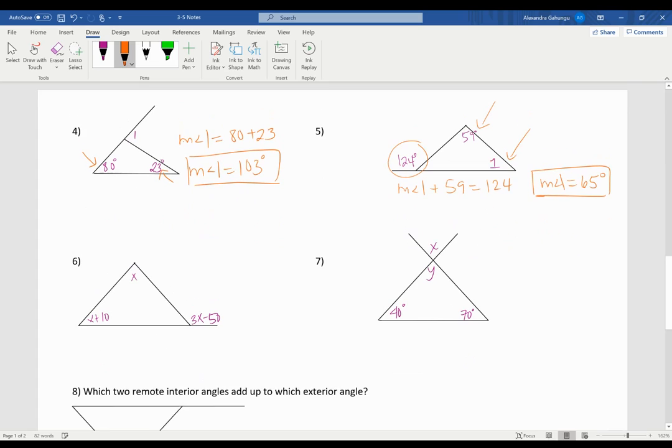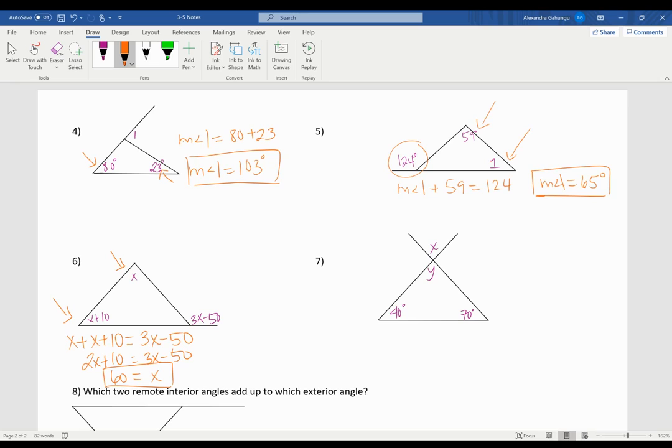Last two, kind of put a little bit extra on it here. We still are looking at the sum of these two interior angles, and remote just means furthest away. The sum of these two interior angles is equal to the exterior angle. So if I add them together, x plus 10 is equal to my exterior angle, 3x minus 50. So I get 2x plus 10 equals 3x minus 50. Subtract 2x from both sides, I get x on that side. Add 50 to both sides, and I get x is equal to 60.